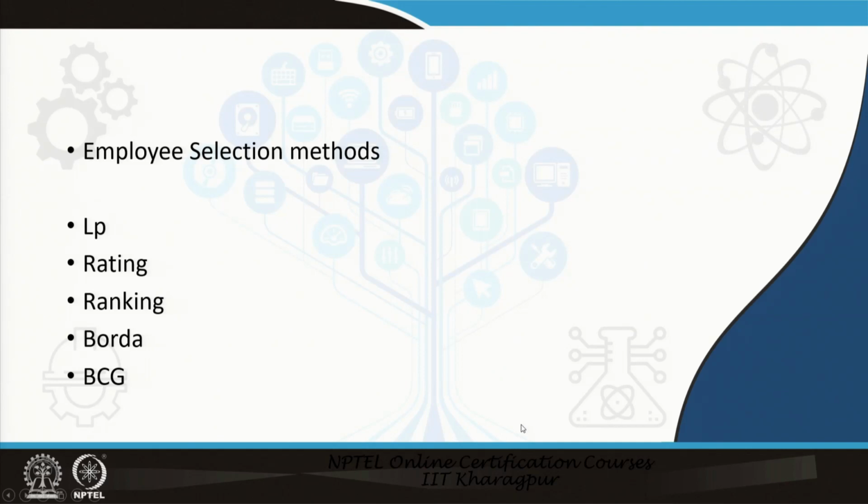Okay. So, employee deployment. As an HR manager, the issues that are bothering us today, and that is why we are dealing with decision support systems, are the examples I have given you of different issues in HR: employee selection methods, where you have to select in a scientific manner so that nobody questions you tomorrow; job promotion, on what basis you are doing it; and employee deployment. These are the employee selection methods: LP, rating, ranking, Borda, BCG. We will do that in the next lecture.